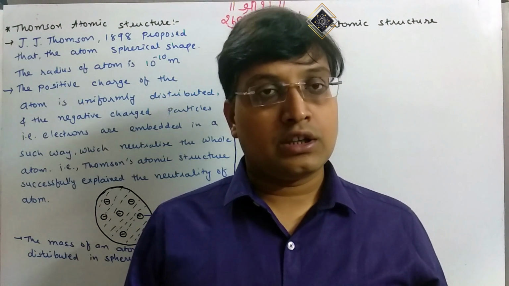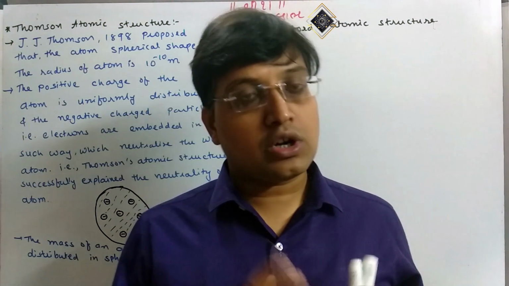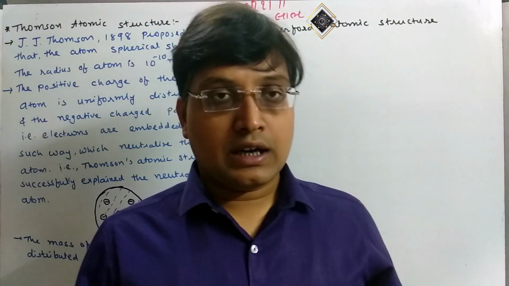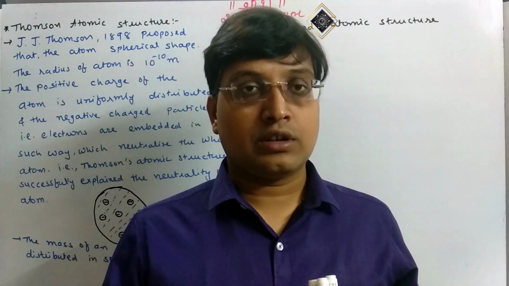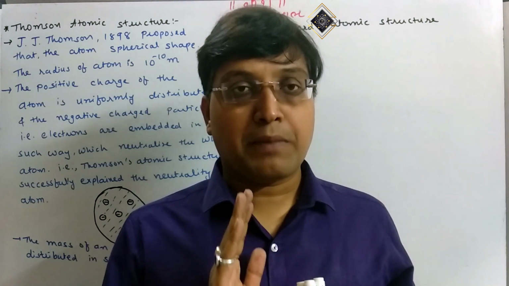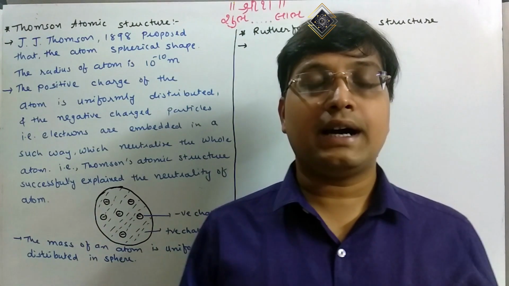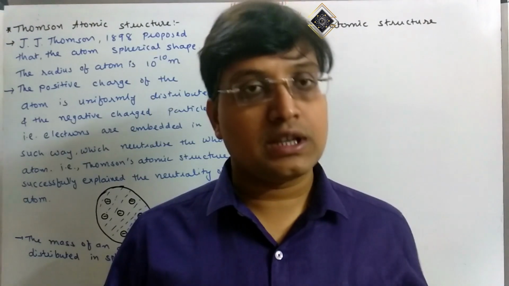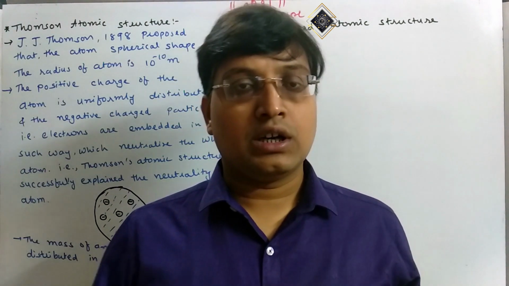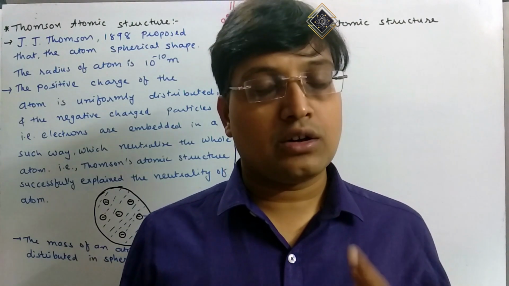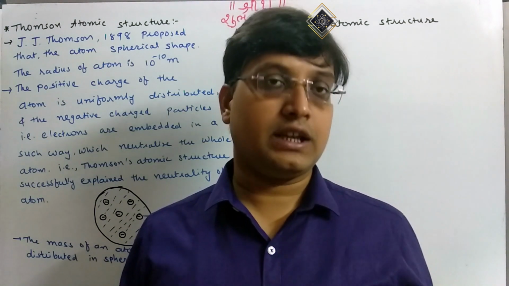After bombarding, the observations made by them are: the first observation, most of the alpha particles do not show any deflection. They just pass through the gold foil. Second observation, some of the alpha particles show little deflection. Hardly, out of 20,000 rays, only one ray is deflected back at an angle of 180 degrees.